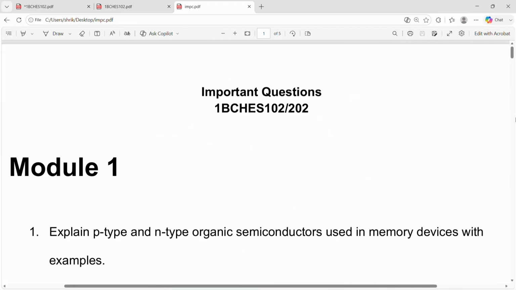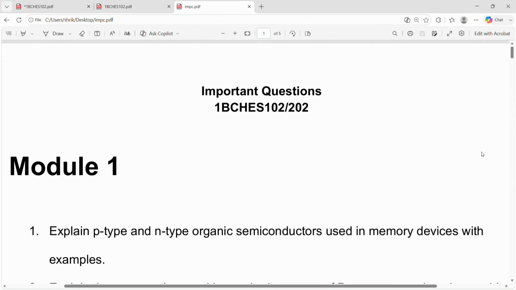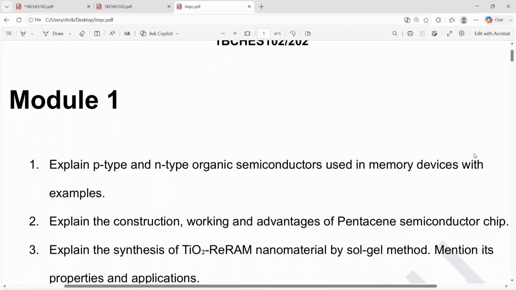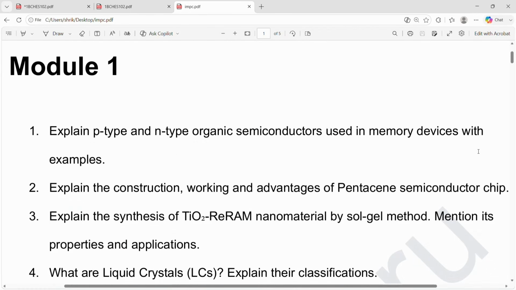First module, explain P-type and N-type organic semiconductors used in memory devices with examples. Explain the construction, working and advantages of pentasym semiconductor chip. Explain the synthesis of TiO2 ReRAM nanomaterial by sol-gel method. Mention its properties and applications.